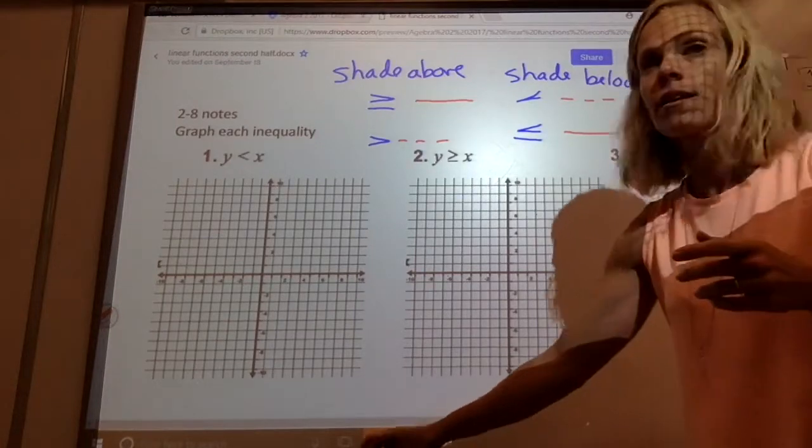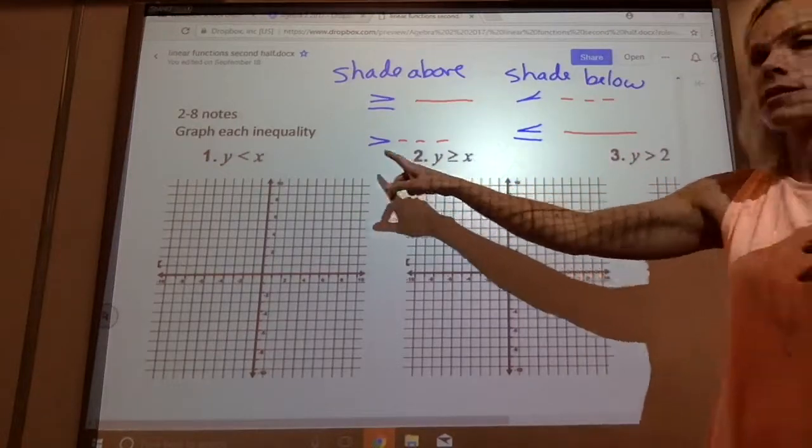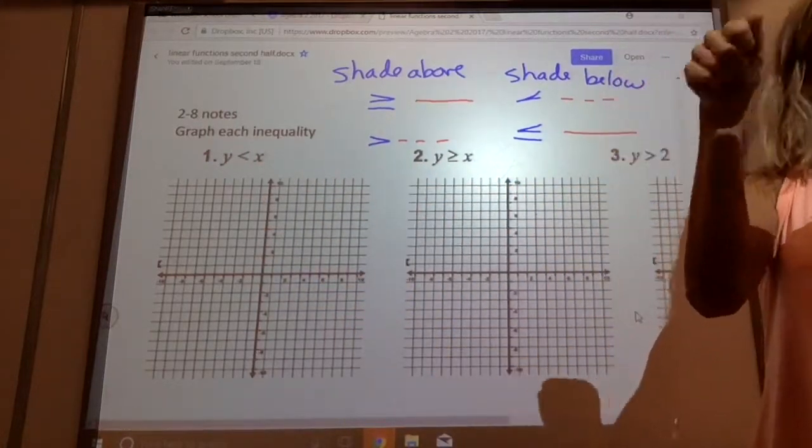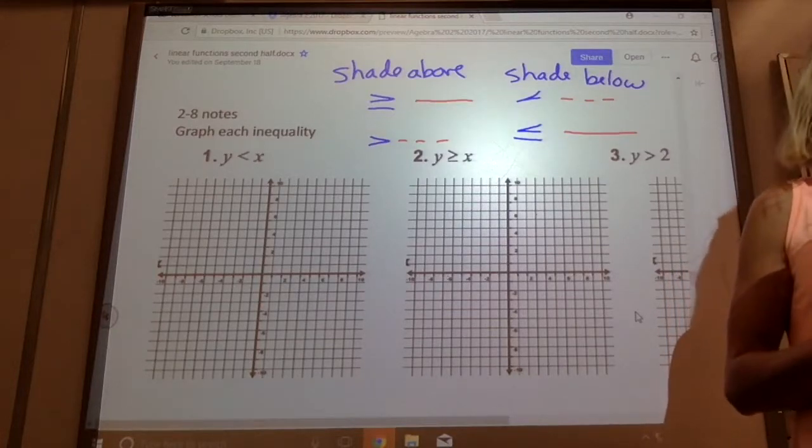This is an inequality: less than, greater than. These are inequality signs. Equalities are what we've been doing, equal signs. You flip when you divide or multiply by a negative.